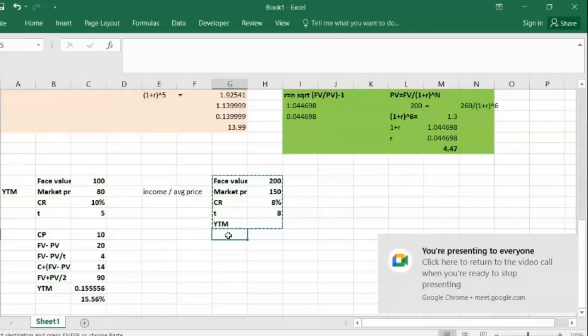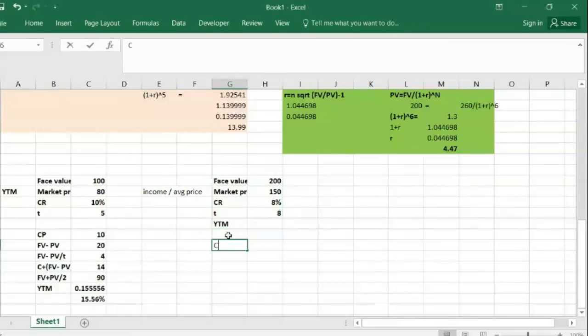So in this, you need to calculate the constant payment, or the interest. It is calculated from the face value. The face value of the instrument is 200 multiplied by 0.08, which is 16 rupees, the coupon payment.